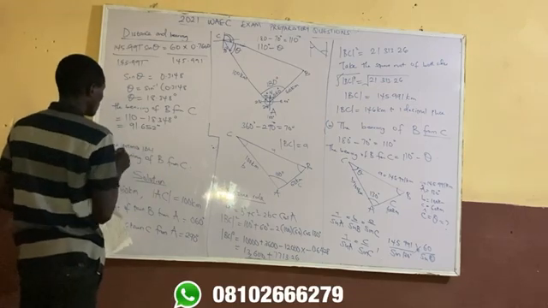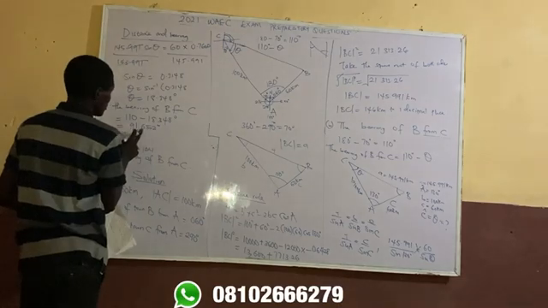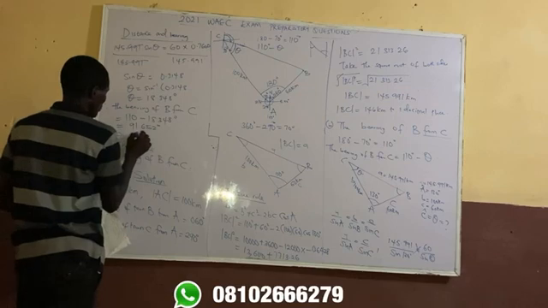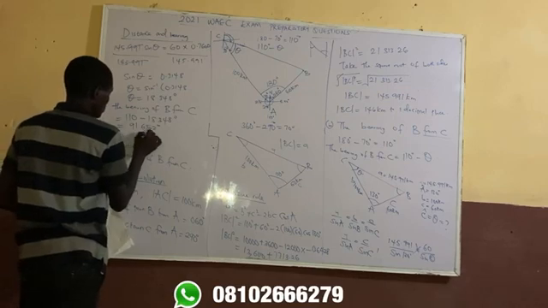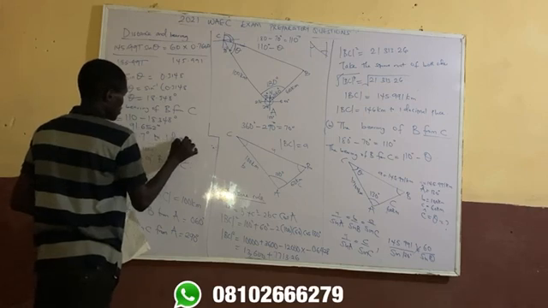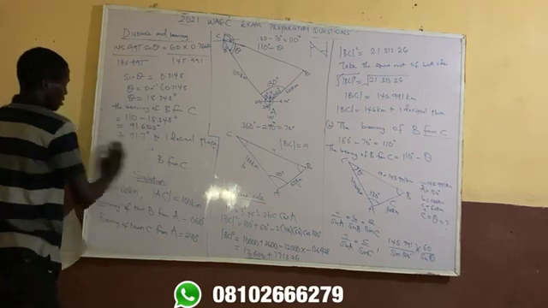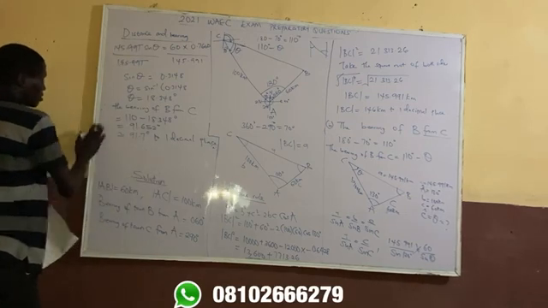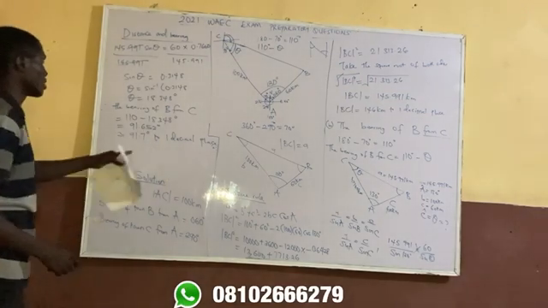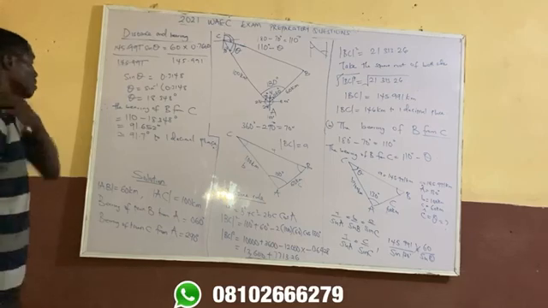So approximately, to one decimal place, the digit is 5, so you round up and we get 91.7 degrees to one decimal place. So that's the answer: the bearing of B from C is equal to 91.7 degrees to one decimal place.